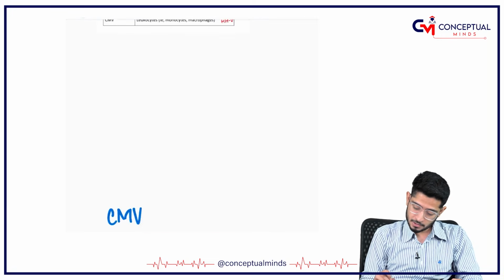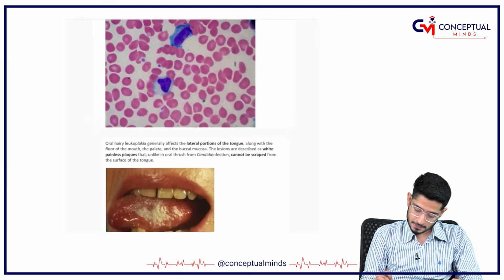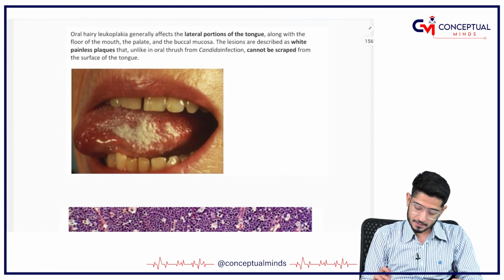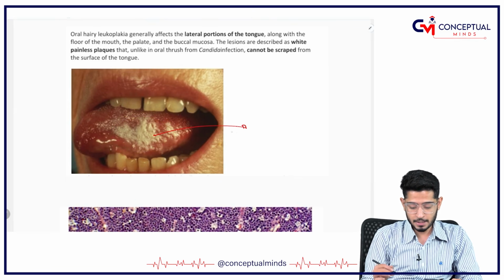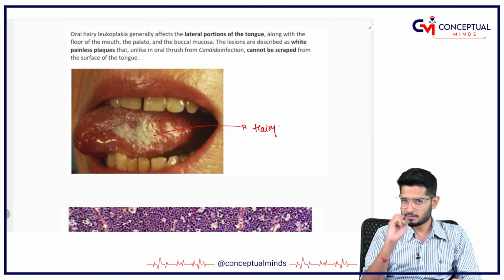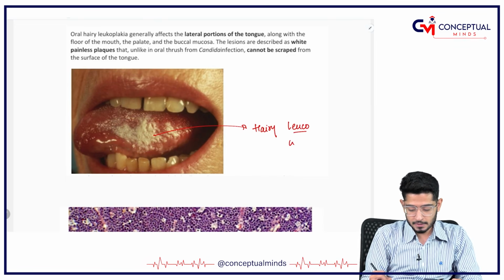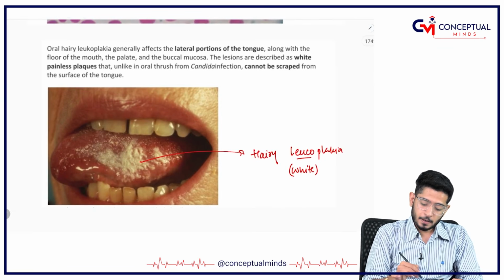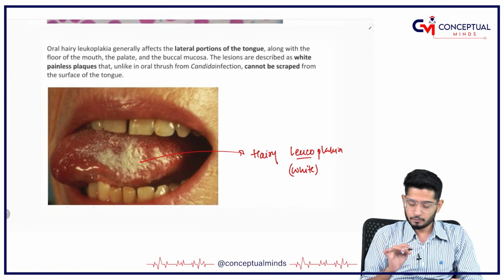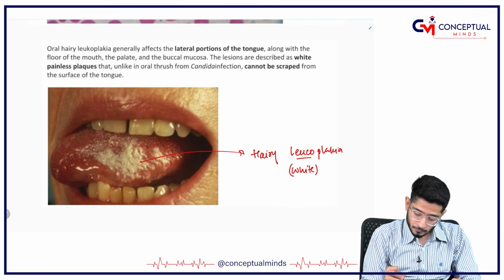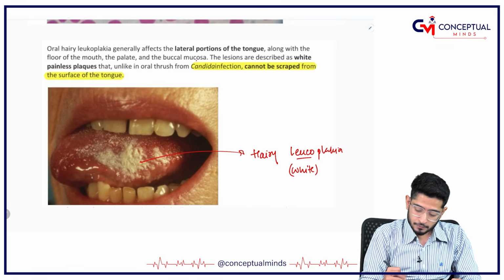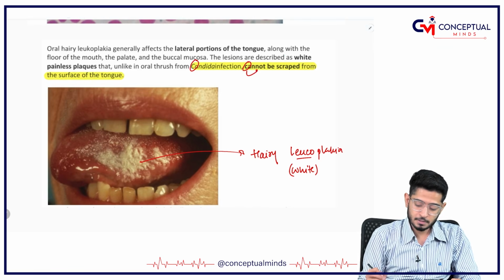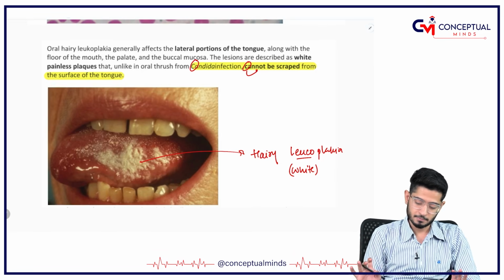Let me show you the Epstein-Barr virus. See here, it has this white patch. This white patch is called hairy because it looks hairy. Leuco means white, plakia, hairy leukoplakia. But remember, Candida also causes these kinds of white lesions, but Candida infection cannot be scraped from the tongue, whereas here they can be scraped. So, C for Candida, C for cannot be scraped; here it can be scraped. Clear?